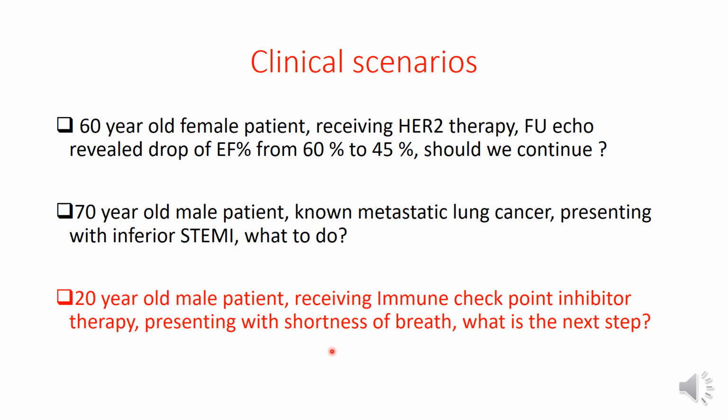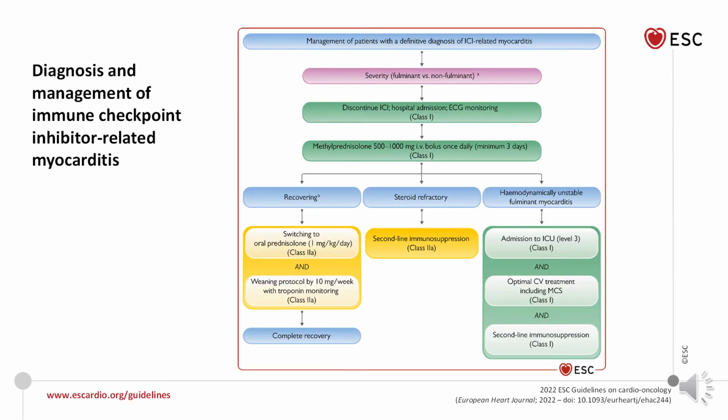Here is our scenario: a 20-year-old male patient receiving immune checkpoint inhibitor therapy presenting with shortness of breath. What is the next step? We just said that this drug has a pathognomonic side effect, which is myocarditis. So a patient taking it who develops heart failure symptoms, we should suspect this side effect, which is myocarditis.